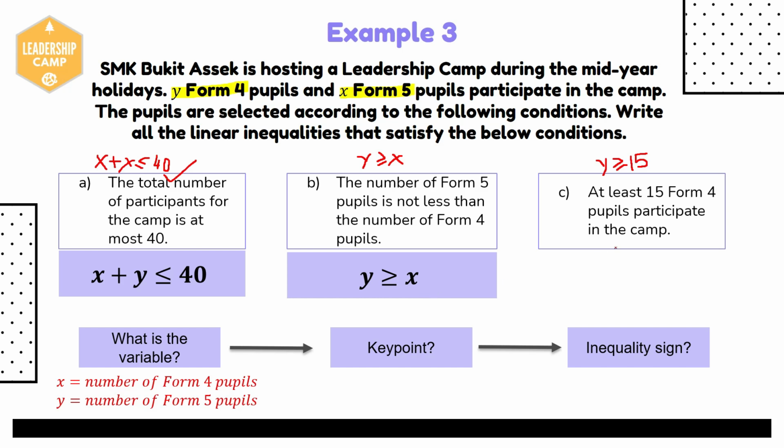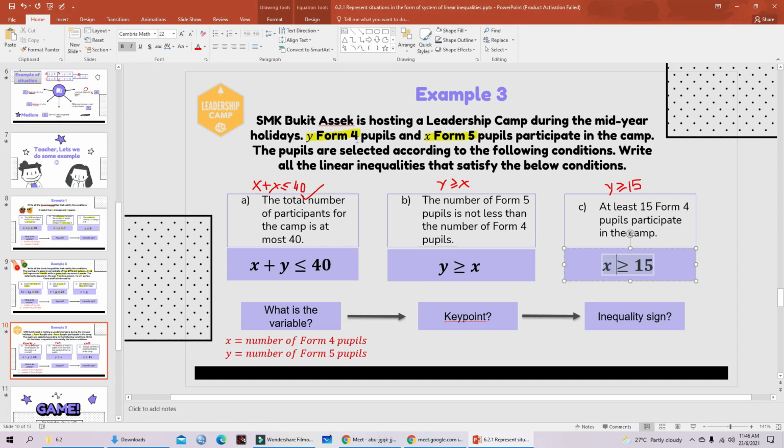Okay, for the third condition, let me check Kong Min Ling's answer. The answer is X greater than or equal to 15. I think there is a mistake. Sorry guys. Saya tak perasan lah dekat atas tu. Patutnya yang kat bawah ni kan, variable tu Y yang mewakili Form 4 dan X yang mewakili Form 5. Jadi jawapan saya yang mula tadi tu betul lah. Sorry, tak perasan.